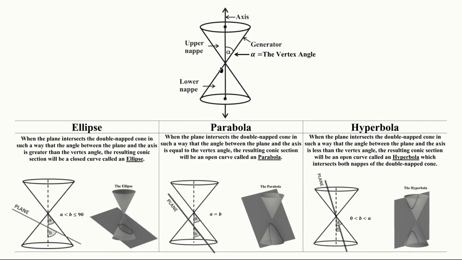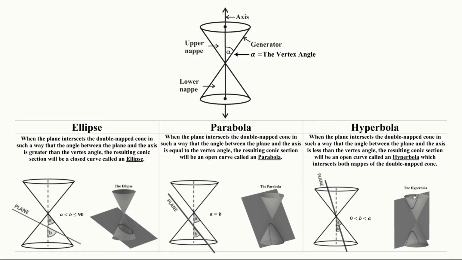As you recall, when a double napped cone is sliced by a plane, we get three types of non-degenerate conic sections called the ellipse, the parabola, and the hyperbola. We have previously discussed the ellipse and parabola in other videos. In this video, we're going to study the hyperbola.